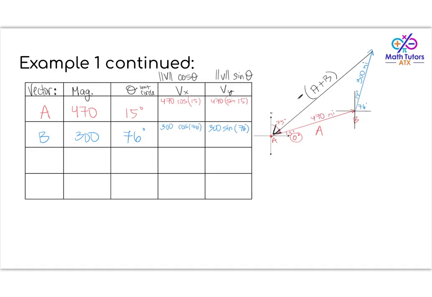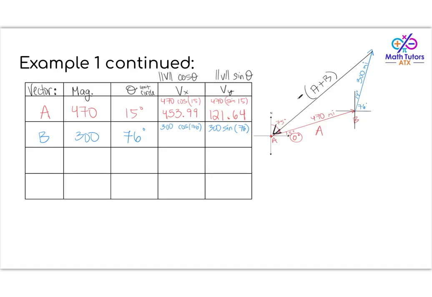So for vector A, we have 470 cosine 15. And again, please double check in your calculator, make sure you know how to do this. But I'm just putting that in my calculator and rounding to the nearest hundredth. And then here for the y component, I got 121.64. Now let's go ahead and do B.